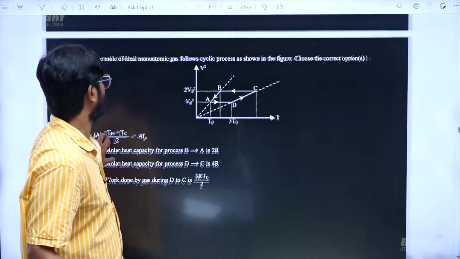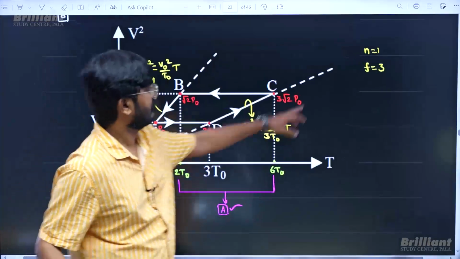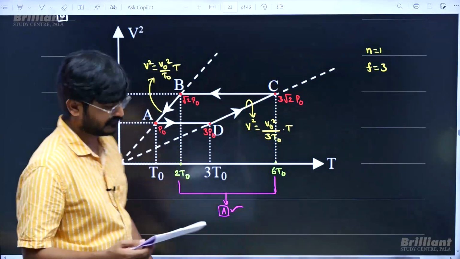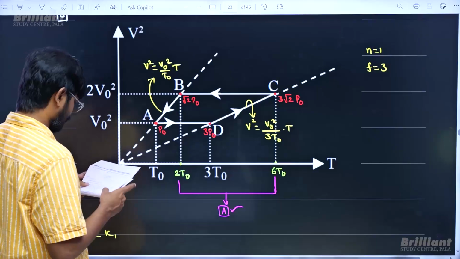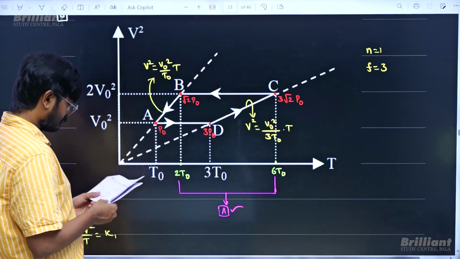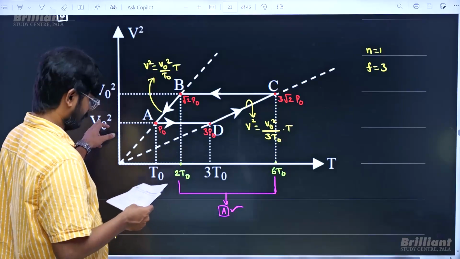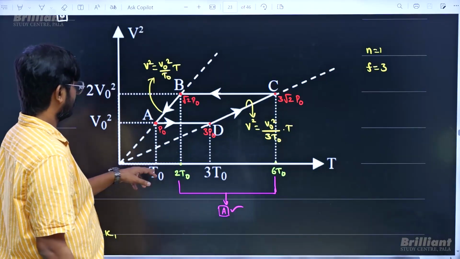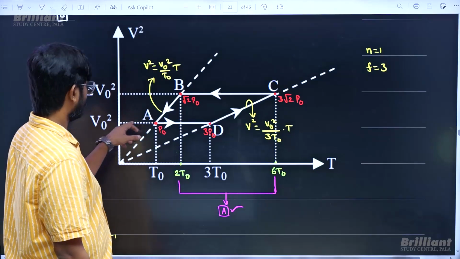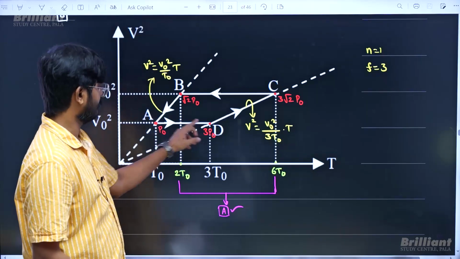1 mole of ideal monatomic gas follows a cyclic process. Choose the correct options. 1 mole monatomic, 3 degrees of freedom, and they have given some things. So let me just explain one by one. Okay, so this temperature T0, this is V0 square, this is 3 T0, this is 2 V0 square. Now let me say the pressure here is P0. Now at constant volume, temperature is becoming 3 times, so pressure will become 3 times.